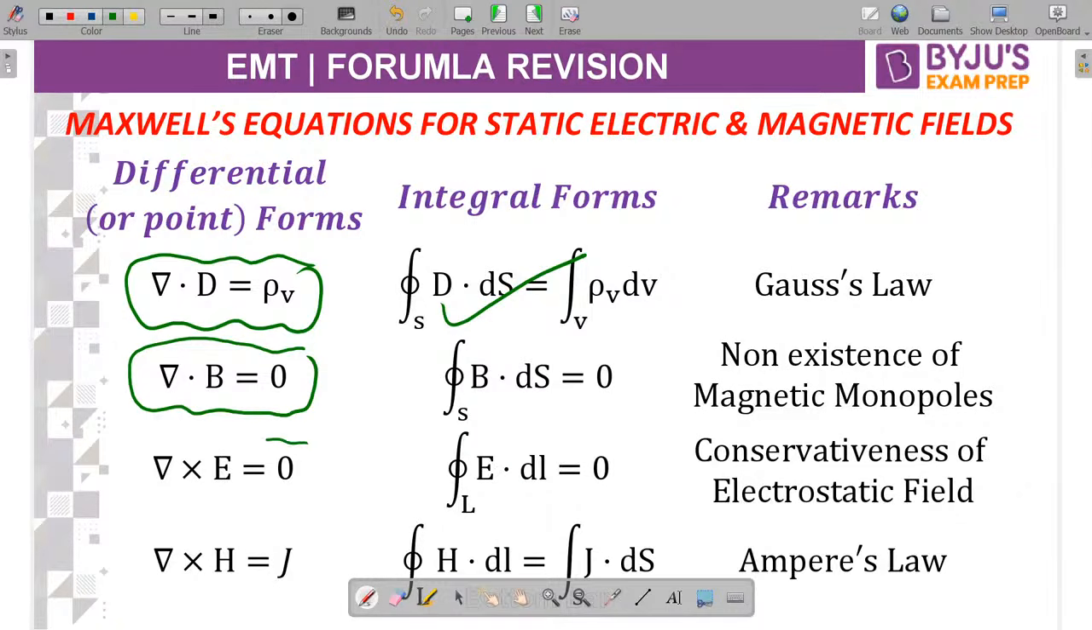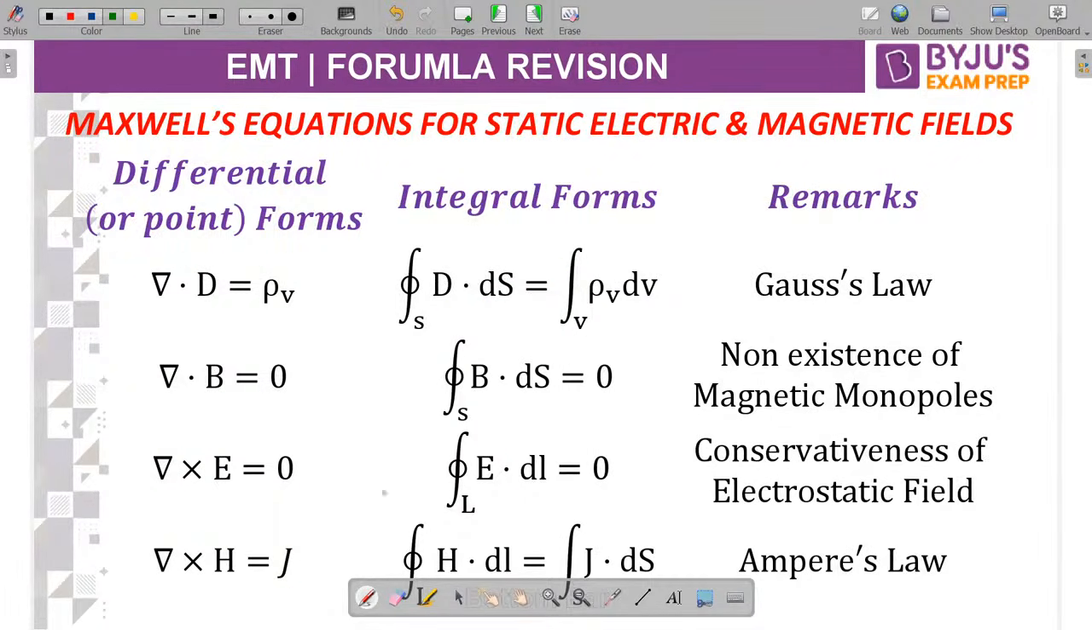Conservativeness of electric field: the potential difference between any two points is independent of the path. The line integral of electric field is independent of path, so del cross E is zero. And then Ampere's circuital law: del cross H is equal to J. These are the four Maxwell's equations for the static case.